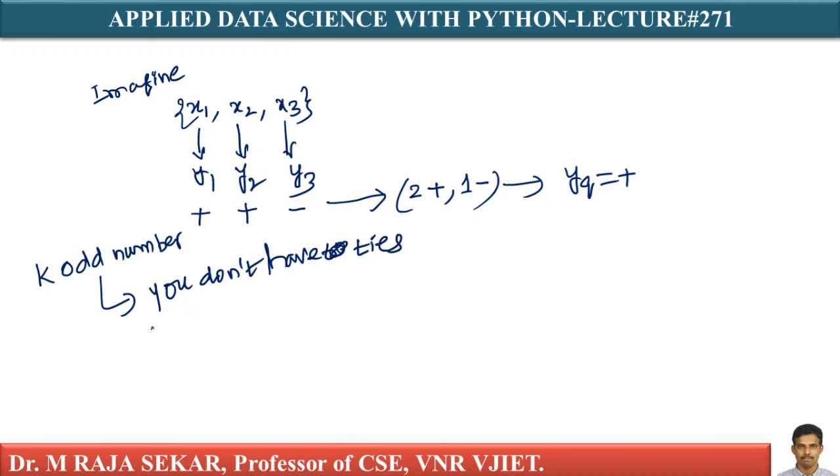For example, if your K equals 4, it's an even number. What is our assumption? K must be an odd number. If K equals 4, let me say you are getting 2 positive labels and 2 negative labels. Then what do I do? I am not fully sure. Can I declare it as positive? Why? Because there are 2 positive labels and 2 negative labels. There is a tie, isn't it? I don't know whether it is a positive label or negative.